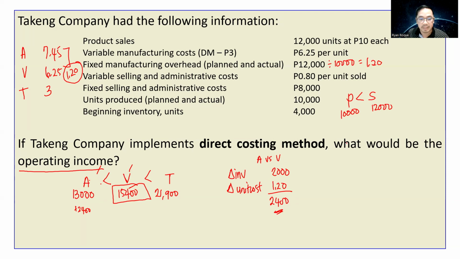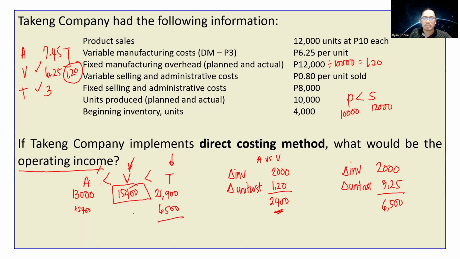But let us verify if that would be the same if we compute the income under variable now from the throughput. So difference in inventory again, the difference is 2,000. And then the difference in the unit cost would be how much? Compare variable and throughput. You look at the variable, it's 6.25. Under throughput, it's 3. So therefore, the difference is 3.25. So what would be your answer? It's 6,500. So meaning the difference in the profit of variable and throughput costing method is 6,500.